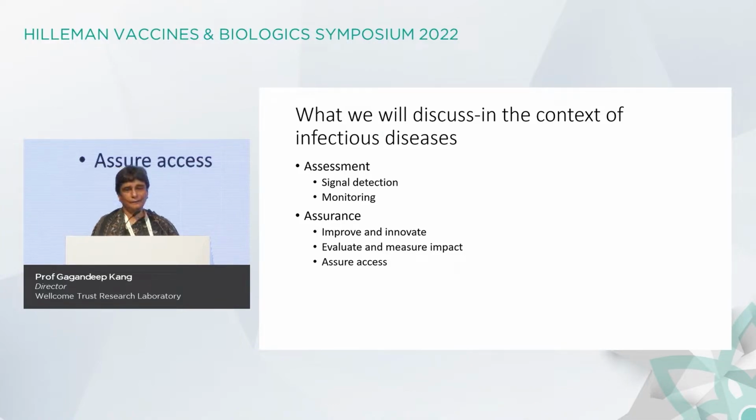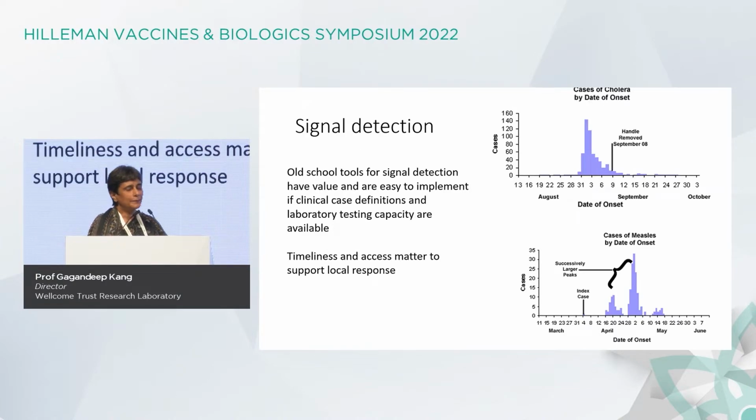So in the context of infectious diseases, and to some extent vaccines, I'd like to talk a little bit about assessment and assurance, and within assessment, really look at signal detection and at monitoring. And in assurance, think about improvements, innovations, evaluations, measurement of impact, and how access can be assured. Now, if we look at signal detection, we have experience of signal detection. John Snow did a lot of that.